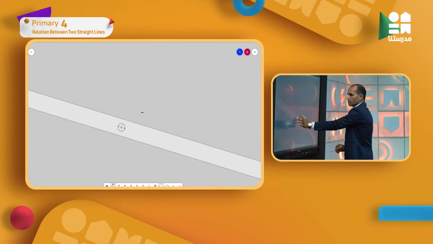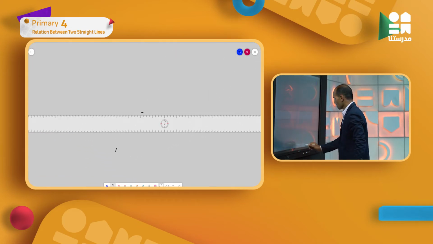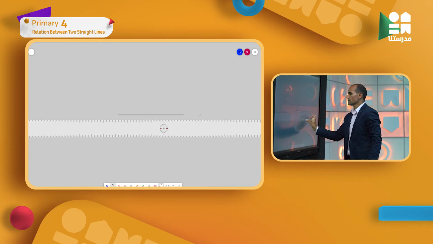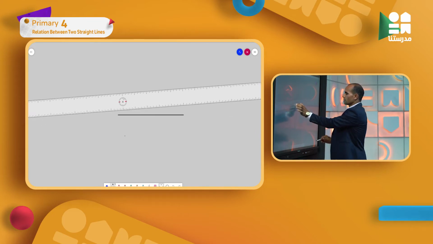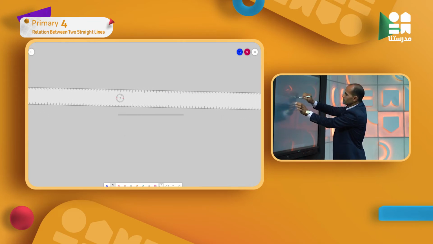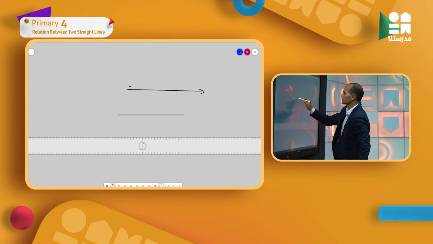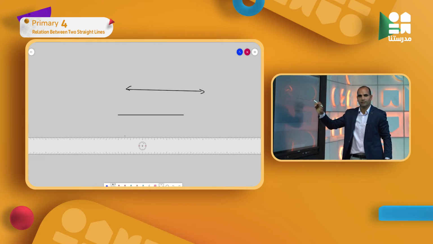Of course, you know the ruler. We will draw this line. It is called a line segment. And this line is called a straight line. So this is a line segment and this is a straight line.